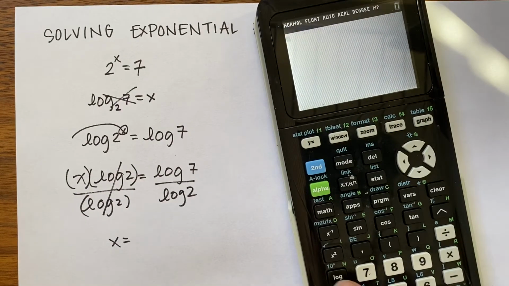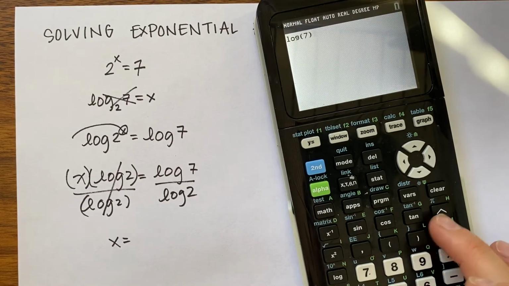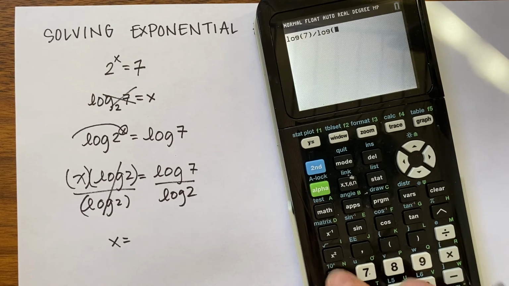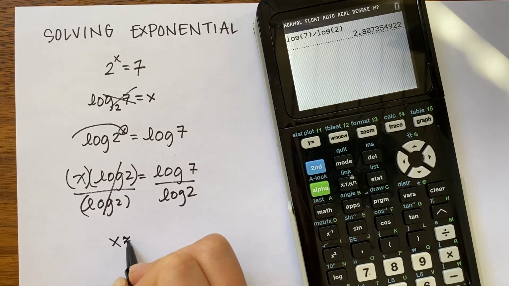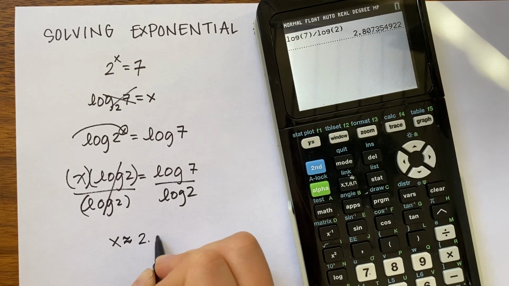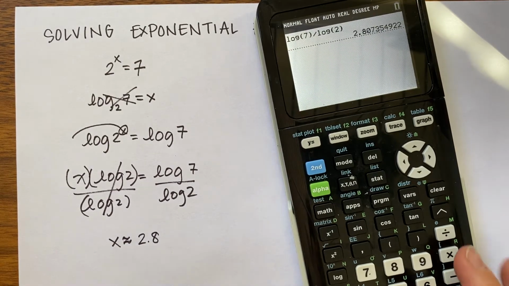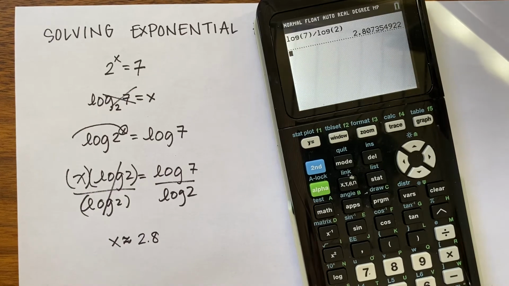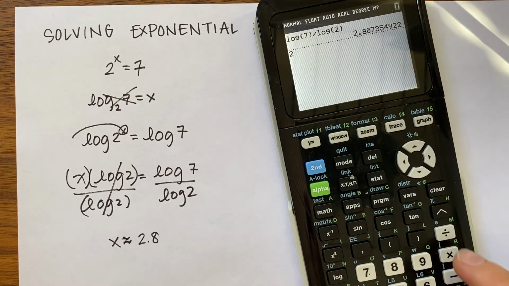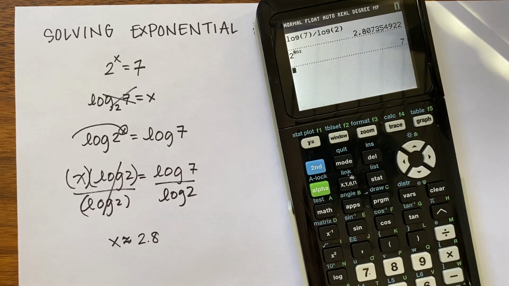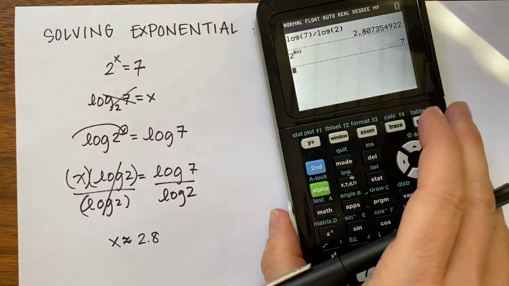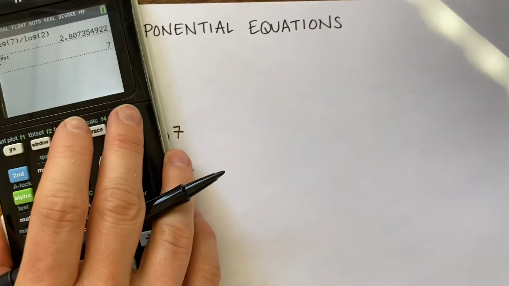And this is where my calculator comes in. The log of 7 divided by the log of 2 is approximately 2.807354922. Let's call that approximately 2.8. Now, I can test my hypothesis by putting into my calculator 2 to the second answer, and look what I get, 7. Huzzah.